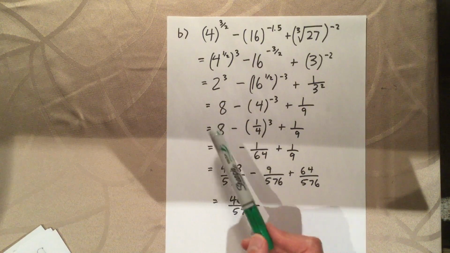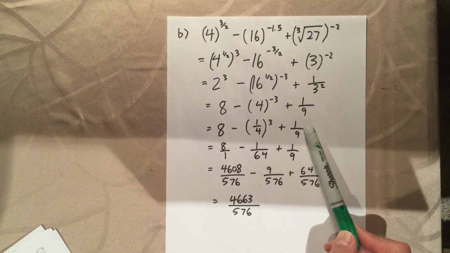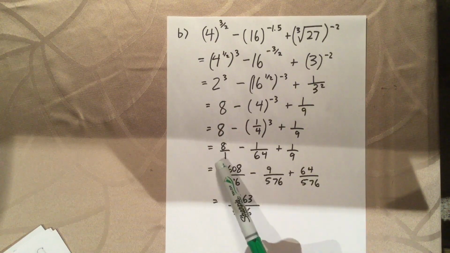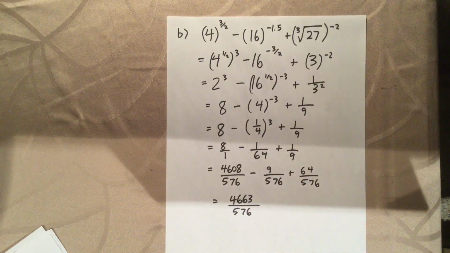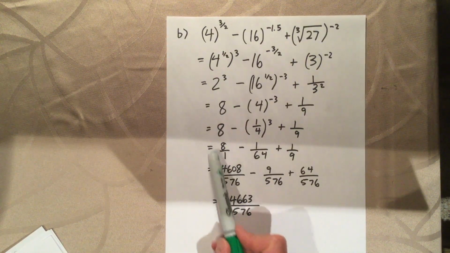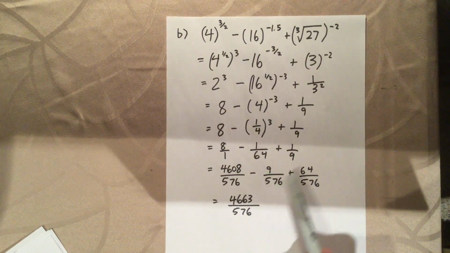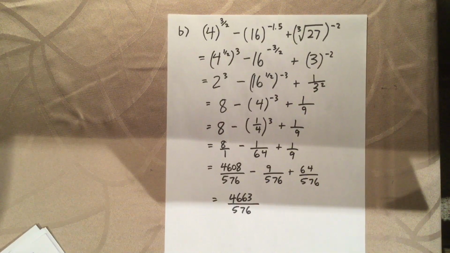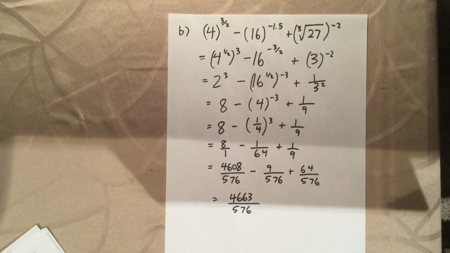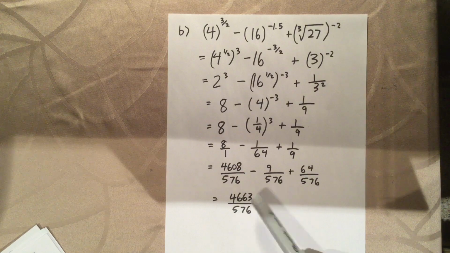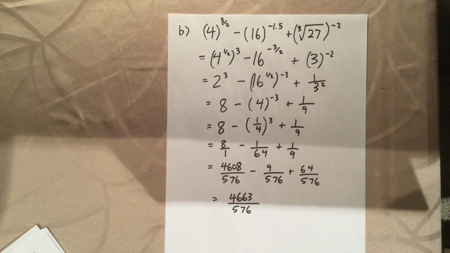So basically what I've got is 8 minus 1 over 64 plus 1 over 9. And so I can re-express 8 as 8 over 1. 8 over 1 minus 1 over 64 plus 1 over 9. And then I just do some good old-fashioned fraction work. I have to determine my lowest common denominator, which in this case is 576. So this first fraction becomes 4,608 over 576. This next one becomes 9 over 576, and this last one becomes 64 over 576. And when I leave that new denominator alone and I subtract and then add across the numerators, I get a numerator of 4,663. So the final answer is 4,663 over 576.